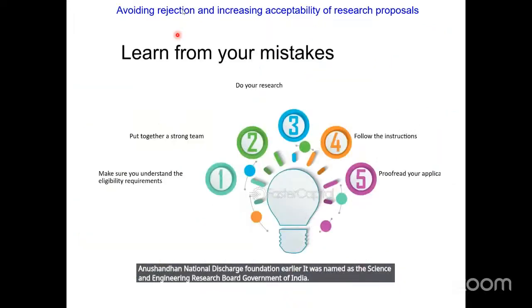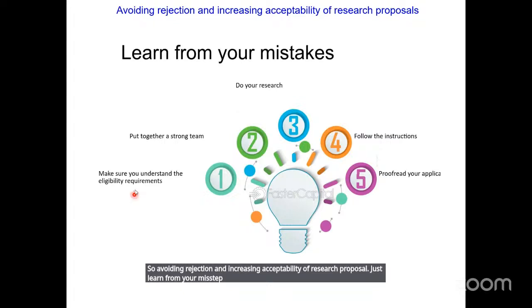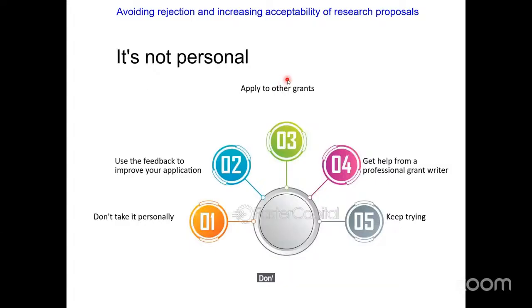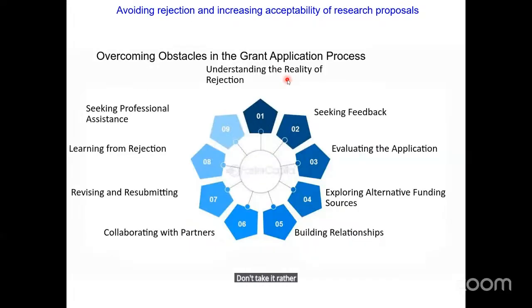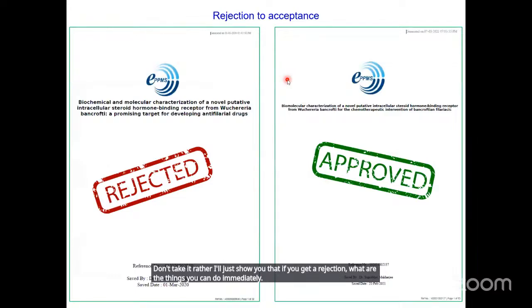So for avoiding rejection and increasing acceptability of a research proposal, just learn from your mistakes, what flaws you made during your earlier proposal. And whenever you get any rejection, please do not think that it was a personal attack. Don't take it that way. Rather, I'll show you what you can do immediately if you get a rejection. So you see that.